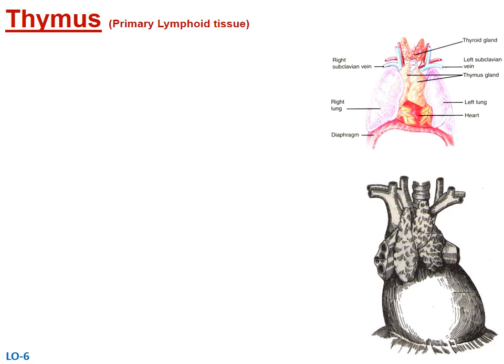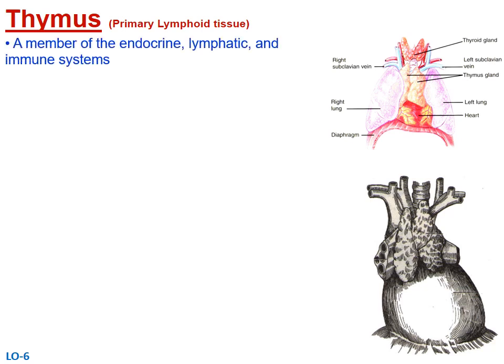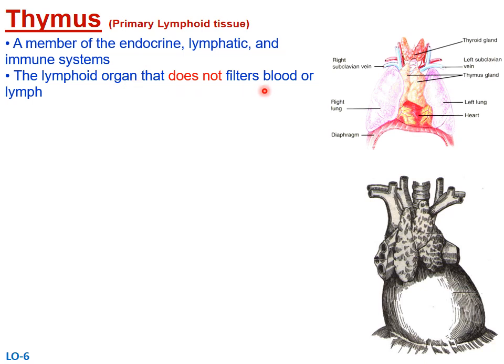The thymus and the red bone marrow are the primary lymphoid tissue. So we'll discuss the thymus first. The thymus is present at the highest part of the thorax, anterior to the heart in the anterior mediastinum. This yellow-colored small structure is the thymus. It is a member of the endocrine, lymphatic and immune systems, and a lymphoid organ that does not filter blood or tissue.